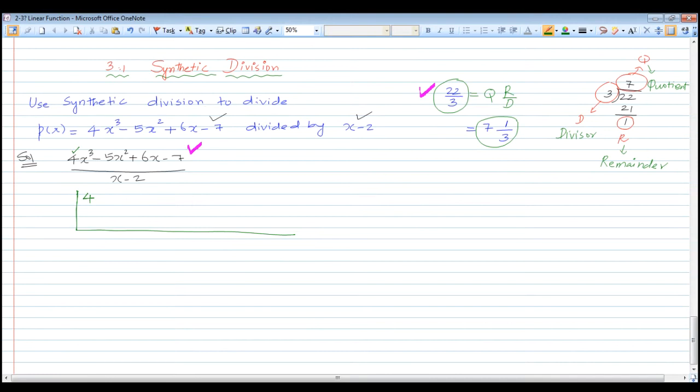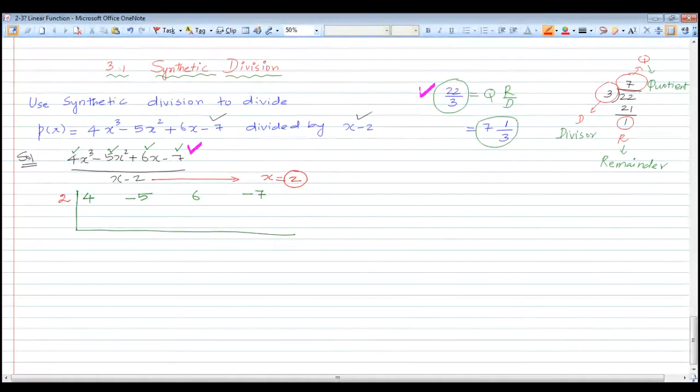So write the coefficients. What are the coefficients? This is 4. Here minus 5. Here 6. And the last one minus 7. Now here it is divided by x minus 2. The number is 2. Whenever you have this, I put x equal to, I have to take the opposite sign. Here minus 2 means you will have plus 2. If it is plus 2, here you have minus 2, right? This is the rule. For all problems, this is the same rule you have to apply.